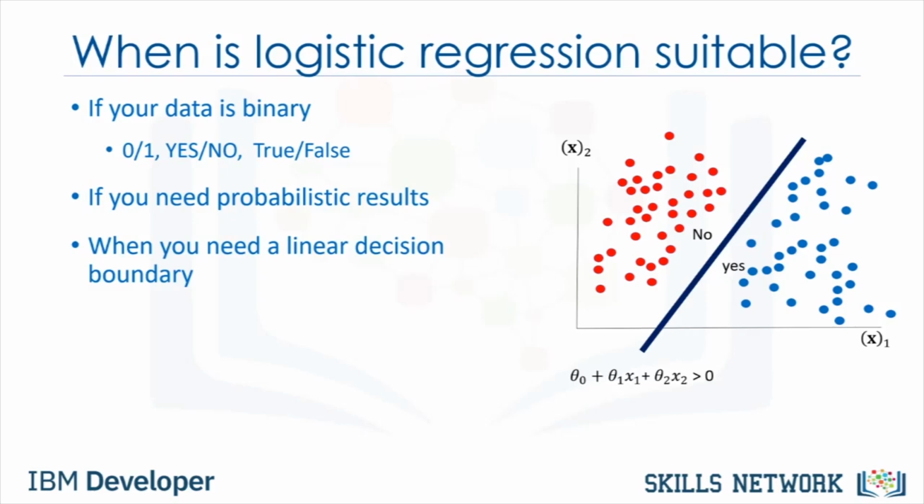Third, if your data is linearly separable, the decision boundary of logistic regression is a line, or a plane, or a hyperplane. A classifier will classify all the points on one side of the decision boundary as belonging to one class, and all those on the other side as belonging to the other class.